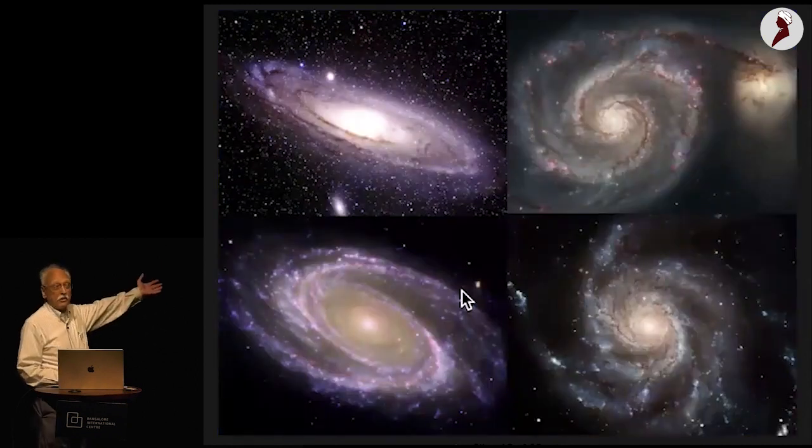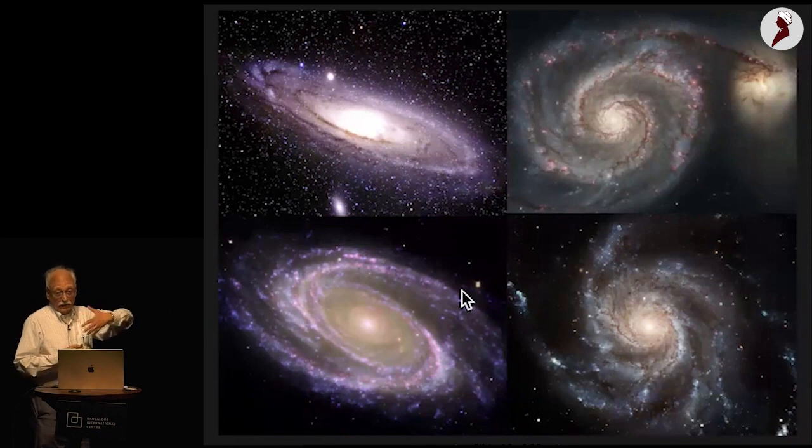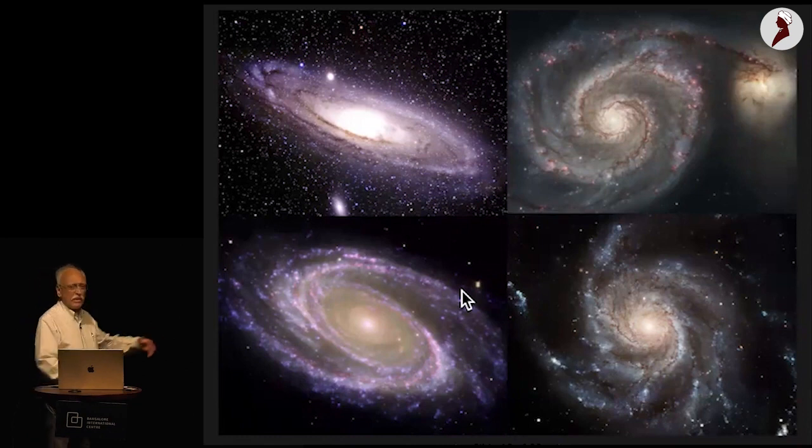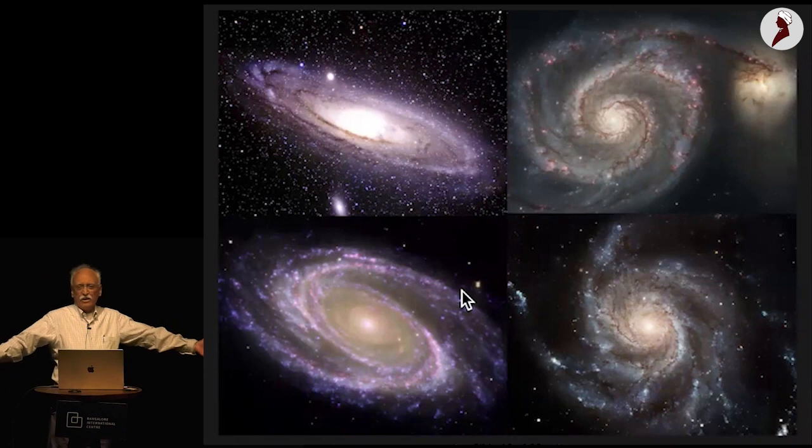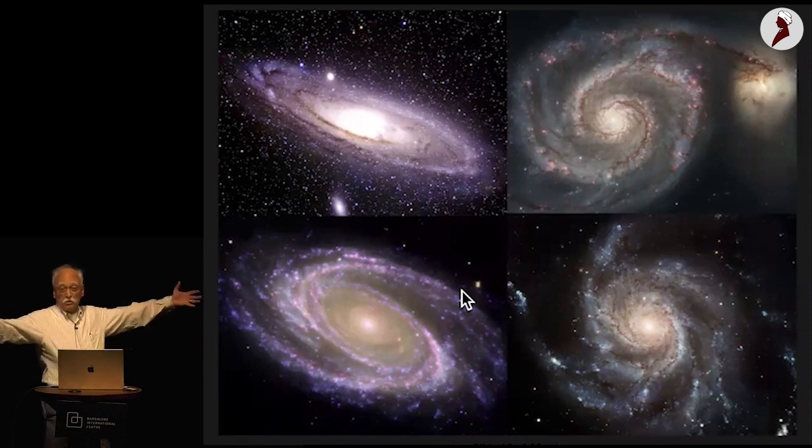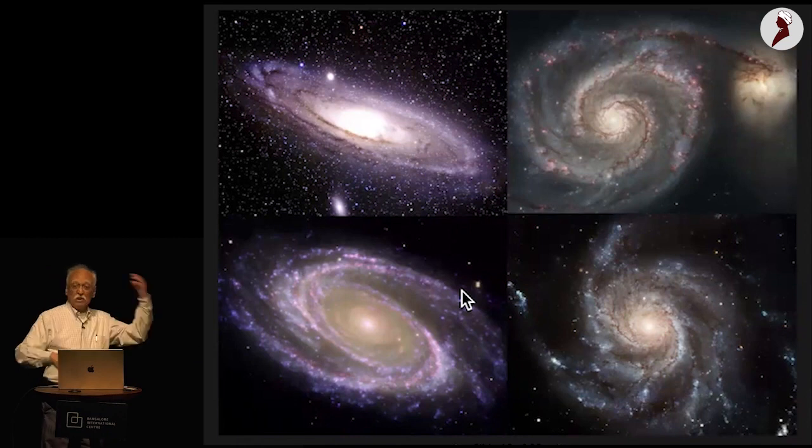Here are all pictures of galaxies in the sky. Our own Milky Way galaxy, we can't take a picture because we are sitting inside it. But if we could, it probably would look like this, like one of these guys, okay? But it's an enormous object, tens of thousands of light years across, a huge object with billions of stars rotating and doing all sorts of things.